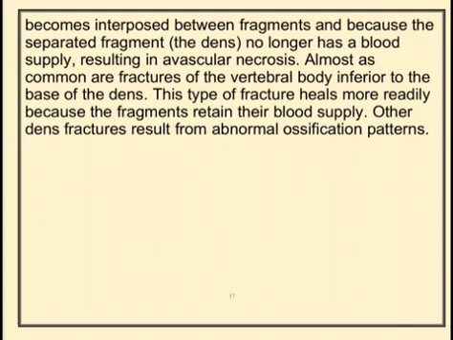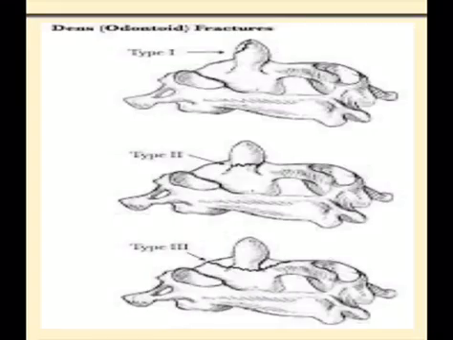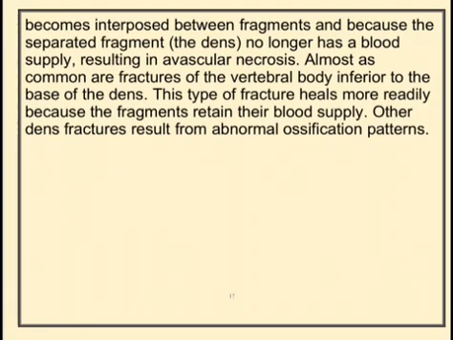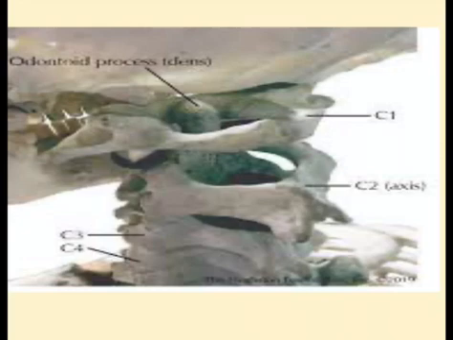Almost as common as fractures of the vertebral body inferior to the base of the dens. Fractures of the vertebral body inferior to the base of the dens are very common, and this type of fracture heals more readily because the fragments retain their blood supply. Other dens fractures result from abnormal ossification patterns. So the dens fracture could occur at different sites as shown in the illustration there. It could be at the base, it could occur towards the apex of the dens.